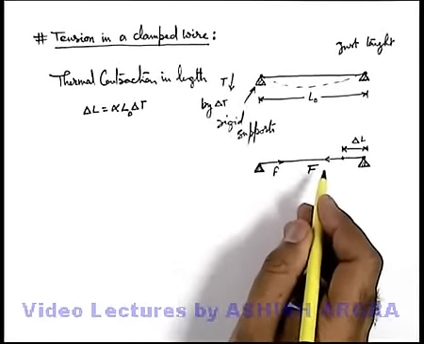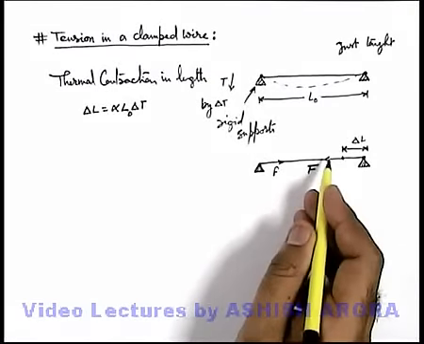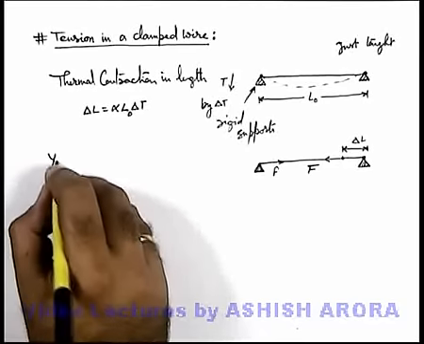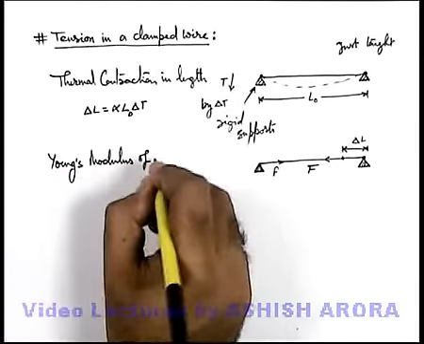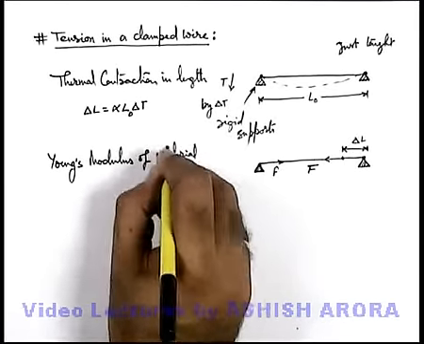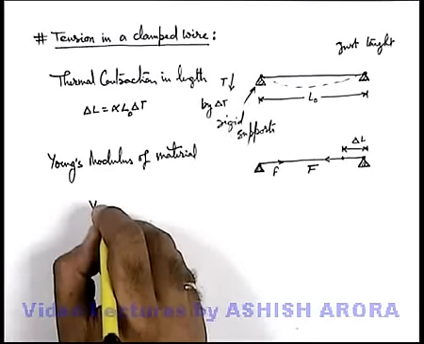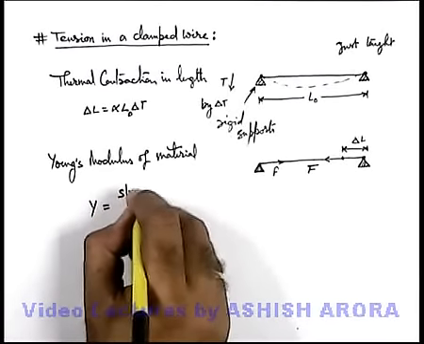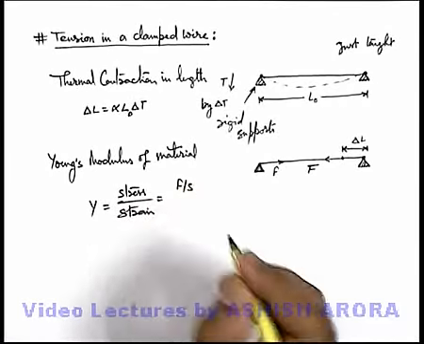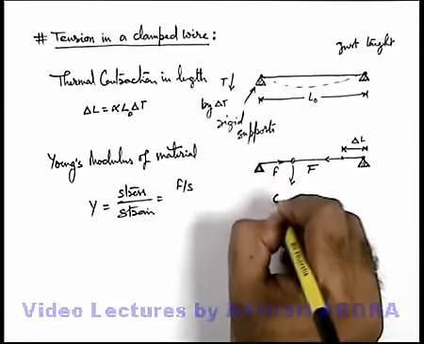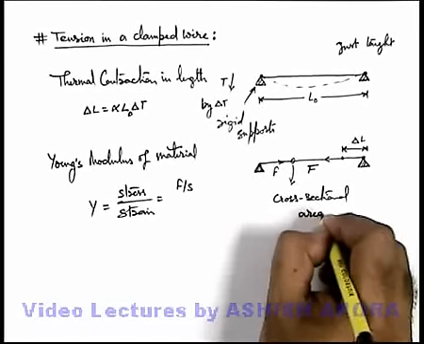So this tension, which we call F, is developed within the length of this wire. We can find the tension developed in the wire very easily by using the Young's modulus of this metal wire. As we know, Young's modulus of a material can be related to the strain and stress developed in the material; Young's modulus can be written as stress by strain. Stress can be written as F upon S, where S is the cross-sectional area of the wire.